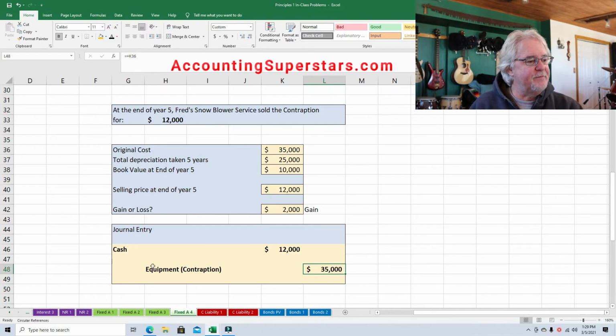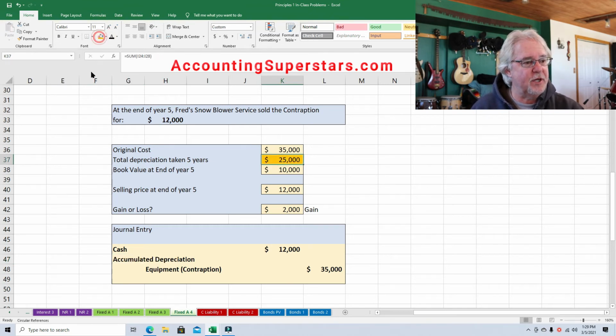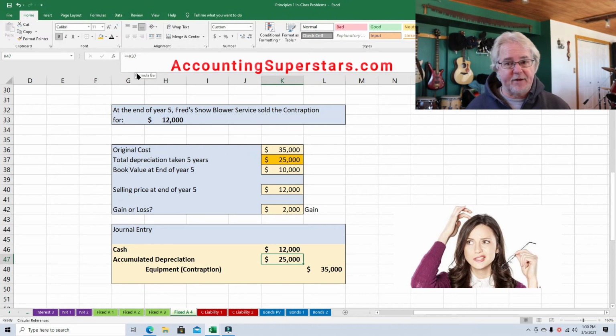And then we also have to write off the associated accumulated depreciation. Now, so far, we have a grand total of $25,000 of depreciation. So we need to get that off our books. And we debit accumulated depreciation to get it off our books because it's sitting on our books as a credit. So to get rid of it, we have to debit it.